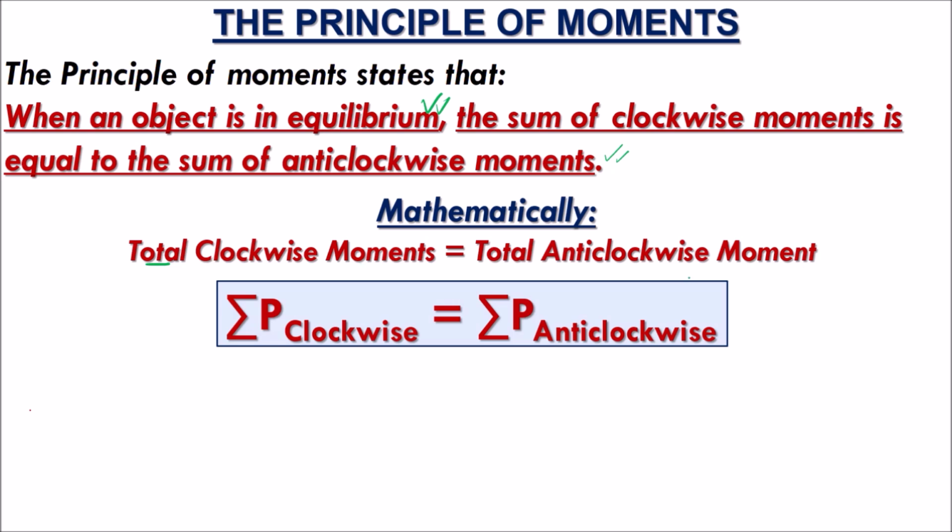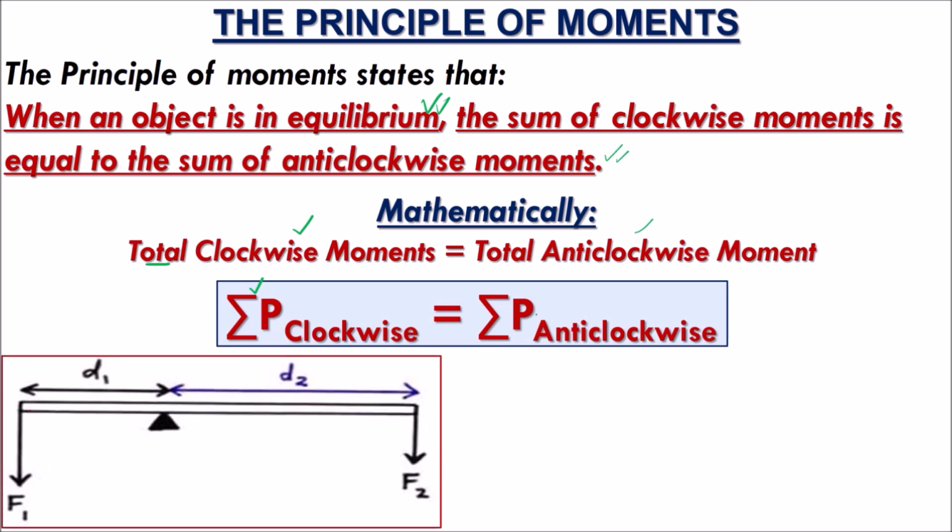In the previous class, we were dealing with types of moments, where we identified the clockwise moments and anticlockwise moments. In this particular class, we are going to equate the two to check whether a system is in equilibrium or not. The symbol for sum is here. So sum of clockwise moments is equal to sum of anticlockwise moments.